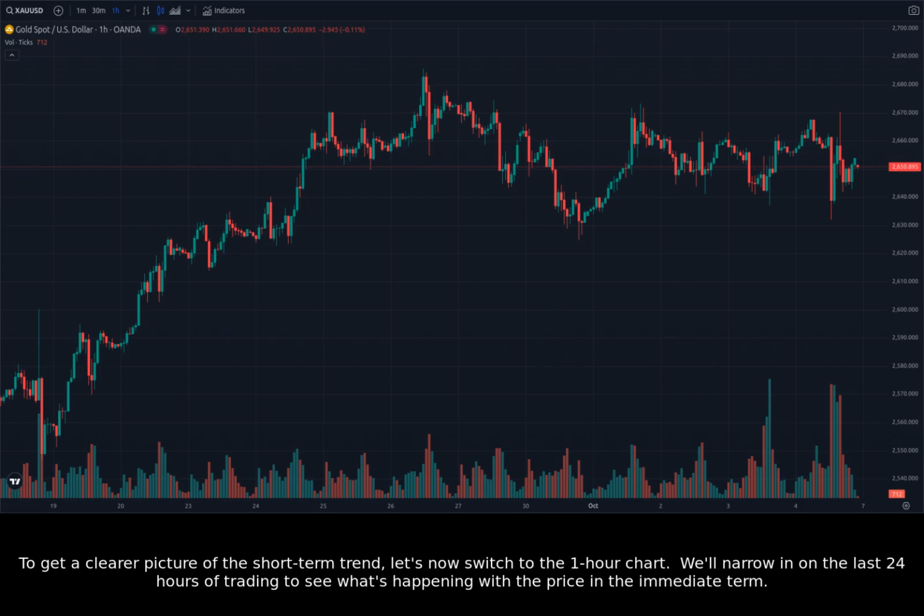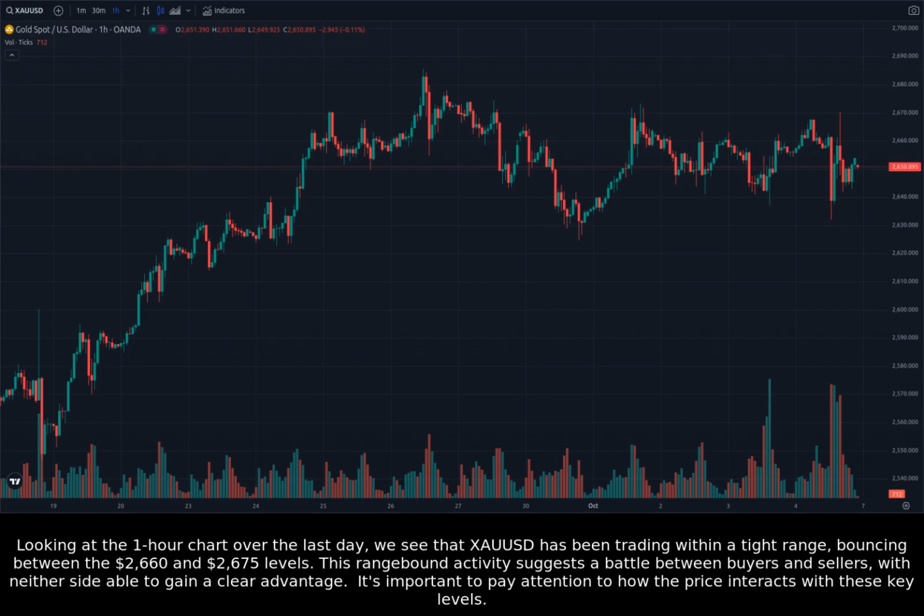We'll narrow in on the last 24 hours of trading to see what's happening with the price in the immediate term. Looking at the one-hour chart over the last day, we see that XAUUSD has been trading within a tight range, bouncing between the $2,660 and $2,675 levels. This range-bound activity suggests a battle between buyers and sellers, with neither side able to gain a clear advantage. It's important to pay attention to how the price interacts with these key levels.